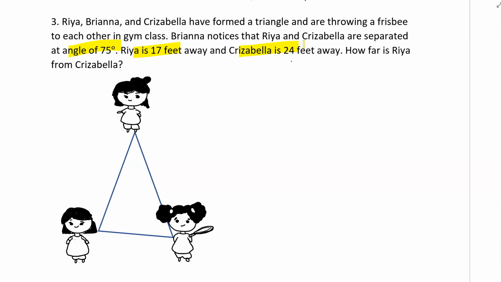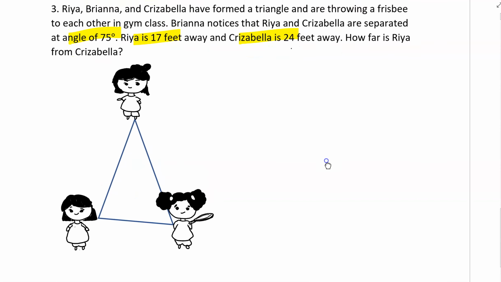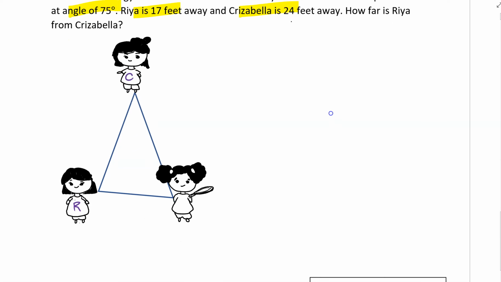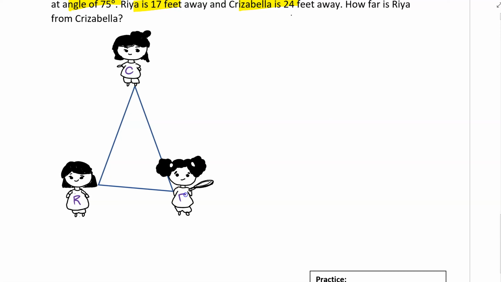All right, so let's label this all out. The 75 degrees that we're talking about is the angle that Brianna is looking at Rhea and Crisabella. I'm going to call this Rhea right here, and this will be C for Crisabella. The girl on the bottom here is Brianna holding the frisbee, and she's looking at the two of these girls at an angle of 75 degrees. So let's put that in, 75 degrees right here.